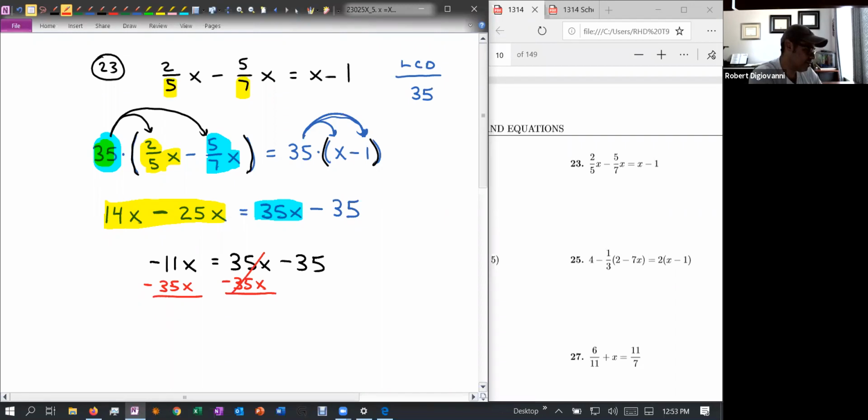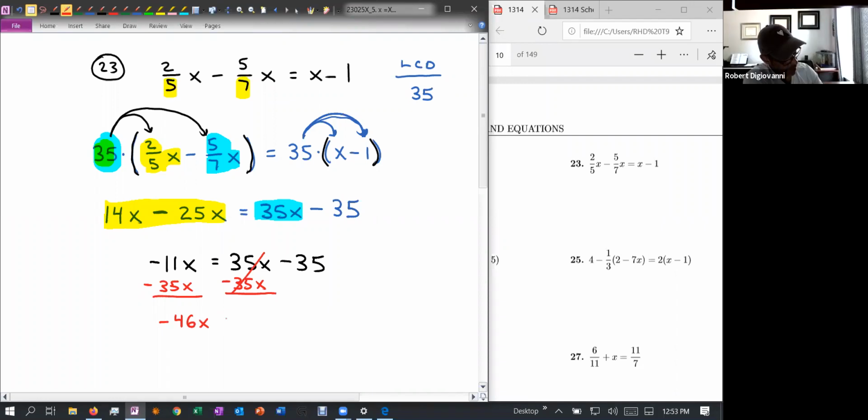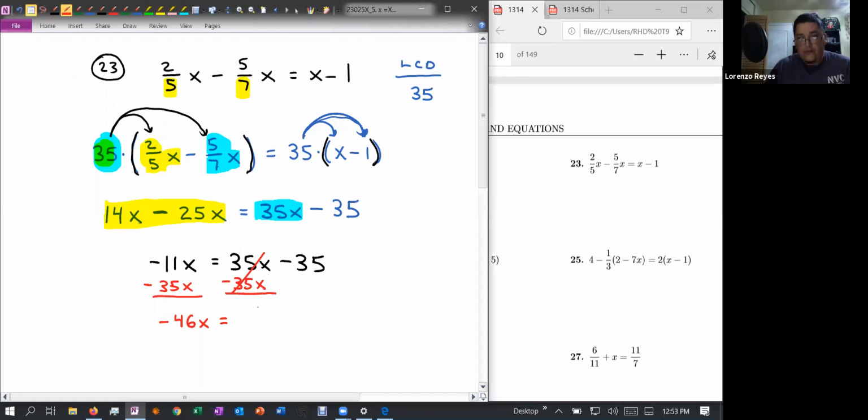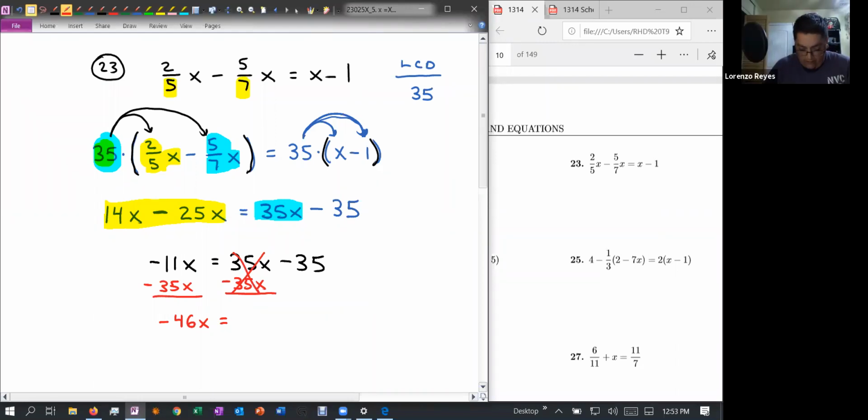Negative 11x, take away another 35x's. How many x's is that? 46. Negative 46x equals what's still on the right-hand side? X and minus 35. No x's, they're completely gone, because we had 35 of them, we took away 35. So just negative 35? Negative 35.